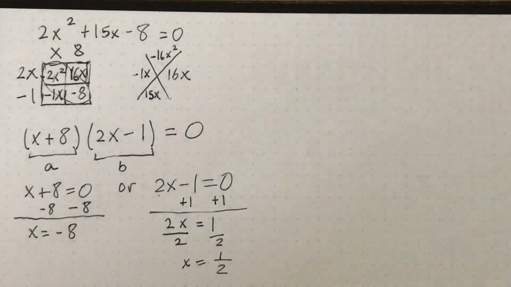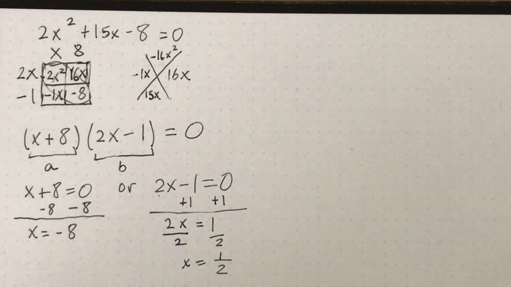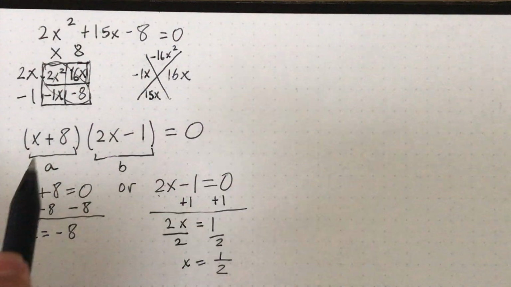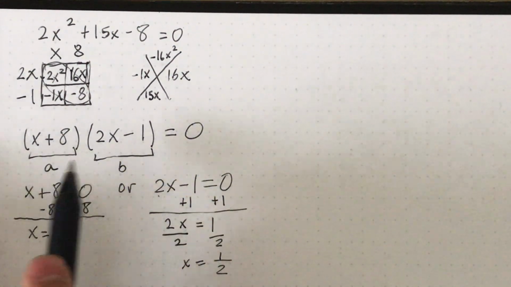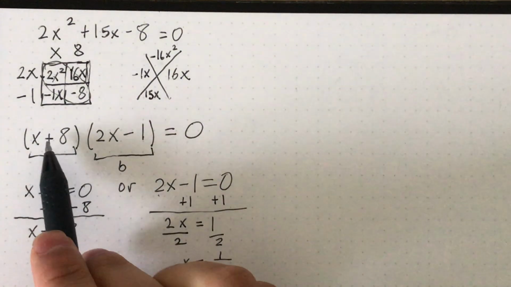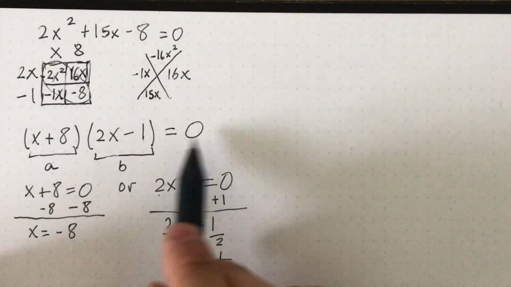So this is basically how we can solve quadratic equations. If we turn the equation into this form, it becomes a lot easier to find which x value will give us 0 as our answer.